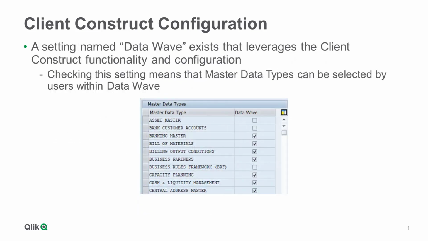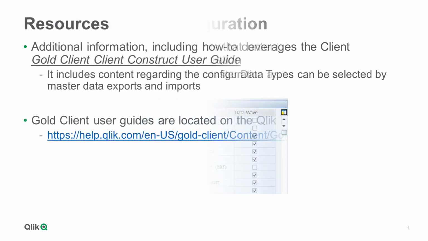The second and less important setting is named DataWave, which is another Gold Client component that leverages the Client Construct functions and configuration. Checking this setting for master data types simply means that users are able to select those data types within the DataWave component. Since DataWave is a more advanced topic, consider this content to be informational, and let's put it aside for now.